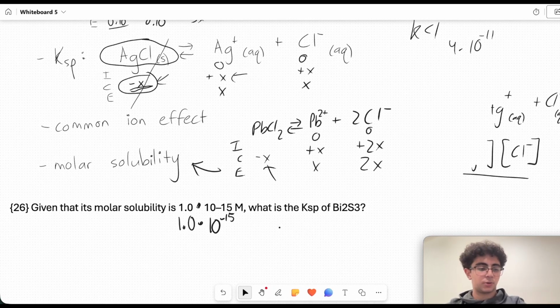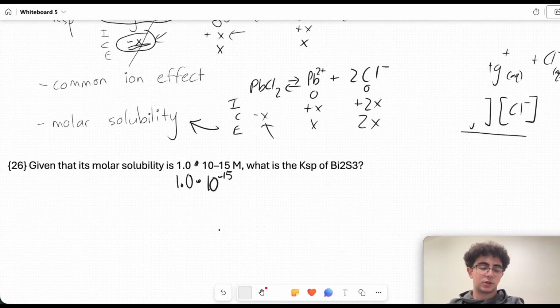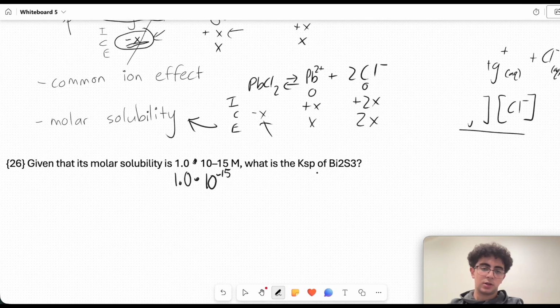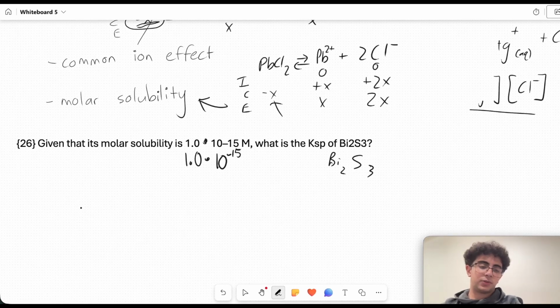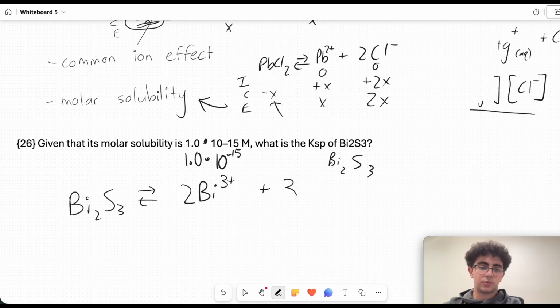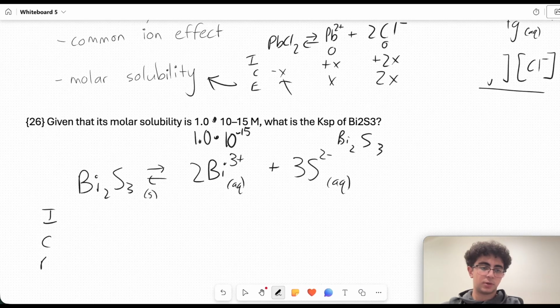So for one quick problem, and then we'll end. Given that its molar solubility is this, what is the Ksp of Bi2S3? So we just first start off by writing the equilibrium reaction. So we got Bi2S3 is in equilibrium with 2 Bi3 plus and 3 S2 minus. And then this is your solid, this is your aqueous, and this is your aqueous. So we're going to set up our ice chart. We always set up an ice chart for equilibrium.